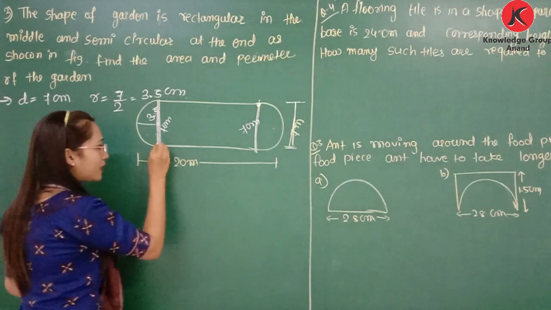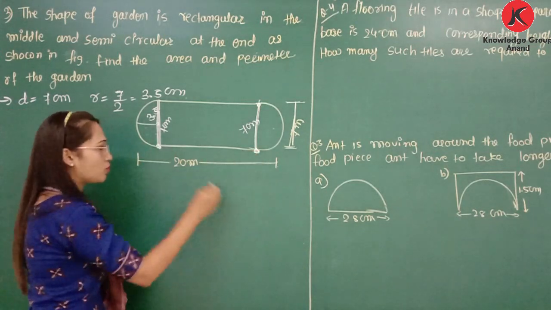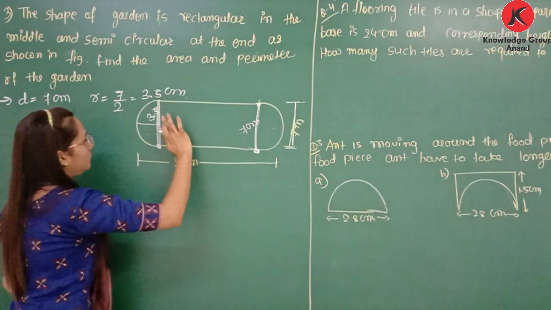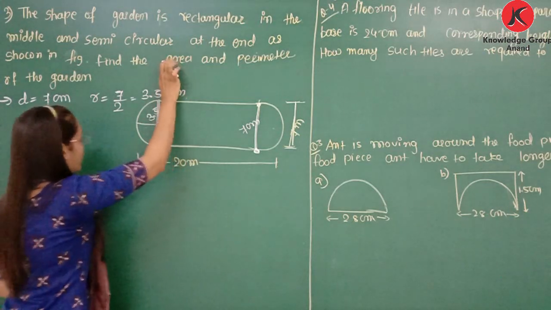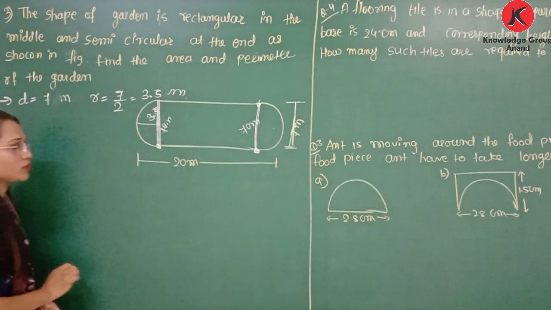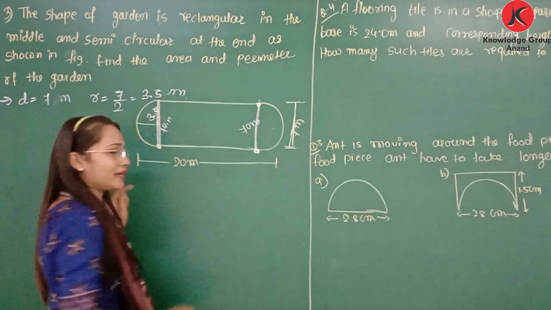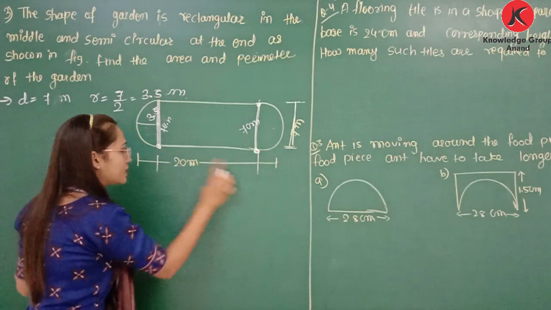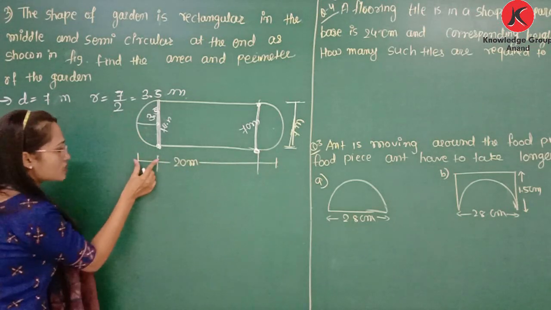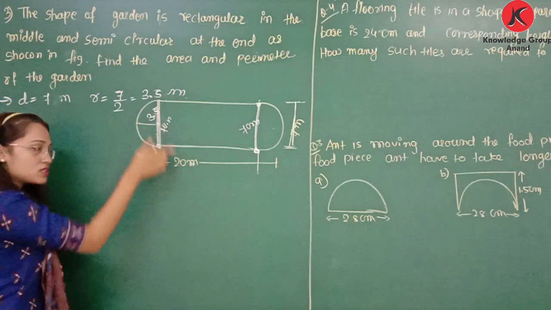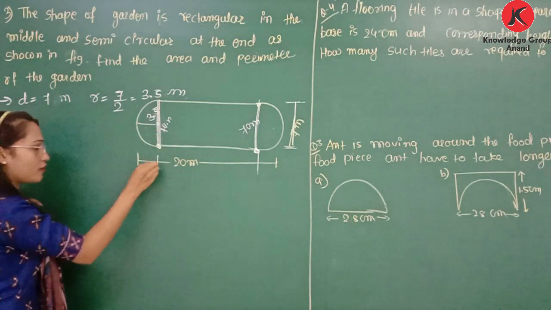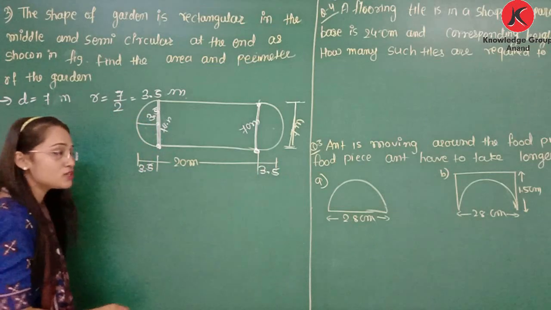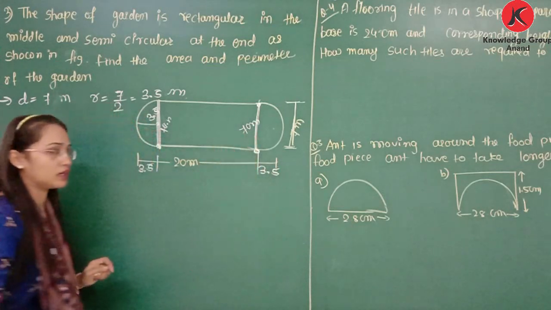Now for the rectangle, we need this length because this is a whole 20 meter. The units are in meters, so we can consider it as meter. The whole length is 20 meter. So we need to find this length because in a rectangle this is the length. So what is this length? It is about the radius. So we need to subtract 3.5 from this side and 3.5 from this side. So we will get the length of the rectangle.